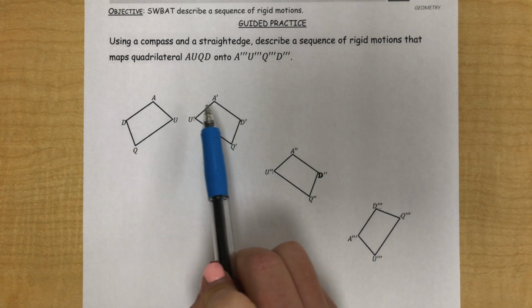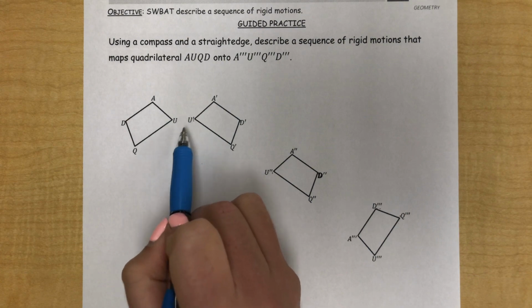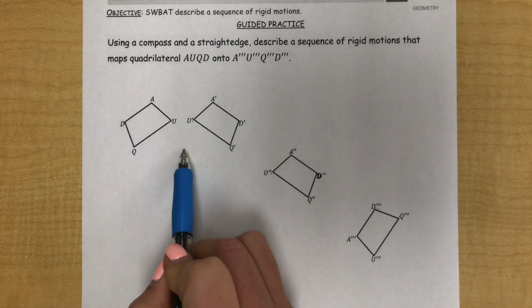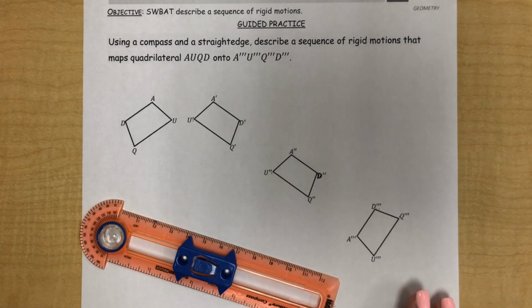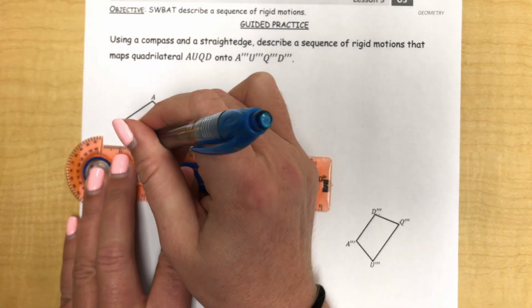All right, this is going to be my first transformation here. So I can see U to U prime, A to A prime, D to D prime, right, and Q to Q prime. This looks like it's going to be a reflection to me. So we actually just went over a reflection on the last question. First step is to connect one pair of corresponding points. So I'm going to connect Q to Q prime.